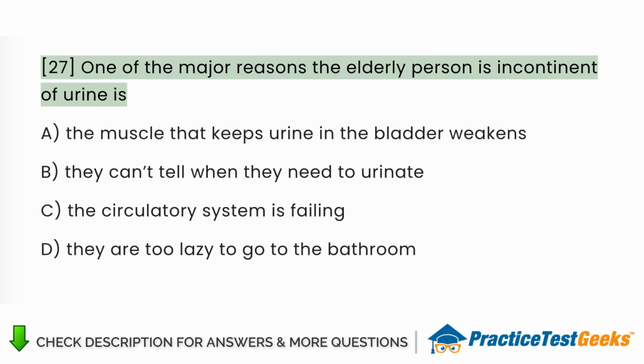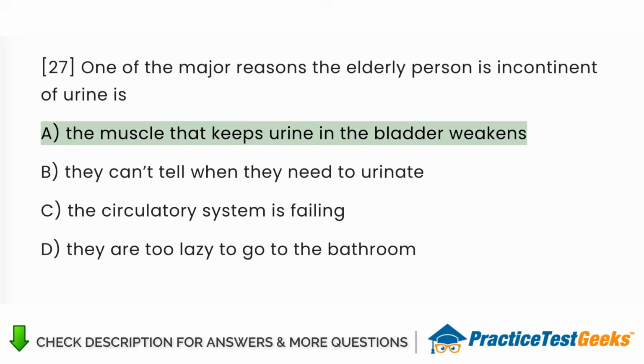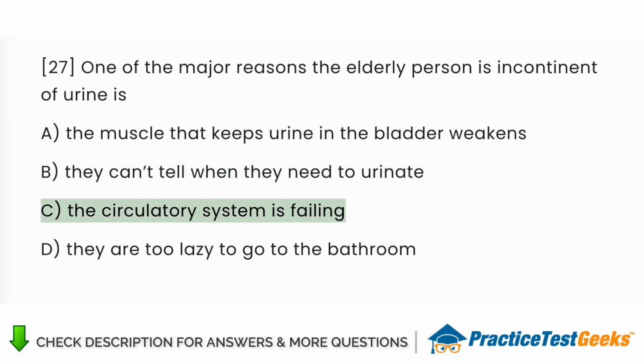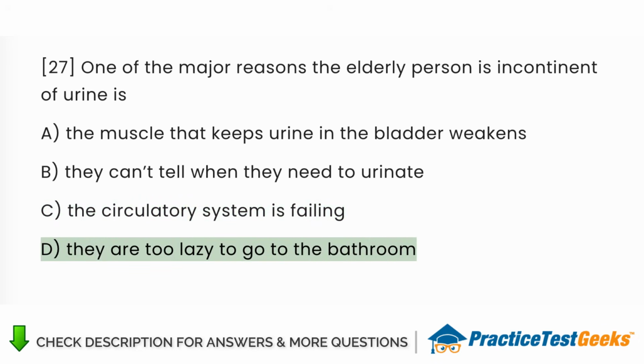One of the major reasons the elderly person is incontinent of urine is A. The muscle that keeps urine in the bladder weakens. B. They can't tell when they need to urinate. C. The circulatory system is failing. D. They are too lazy to go to the bathroom.